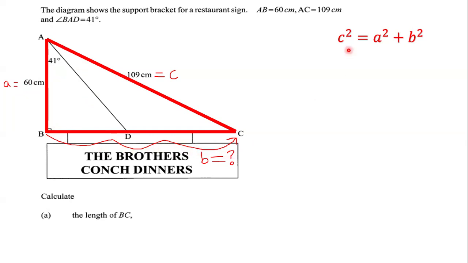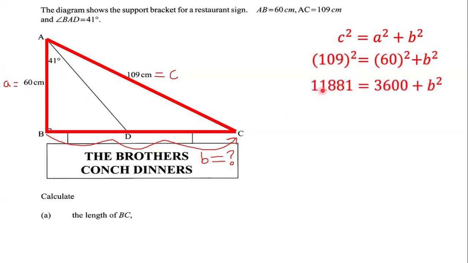And so we're going to substitute. So C is 109, A is 60. We don't know what B is. 109 squared is going to be, I'm sorry, 109 squared is going to be 11,881. And 60 squared is 3,600. We're going to send this 3,600 over the equal sign. And so we have 11,881 minus 3,600 is equal to B squared.